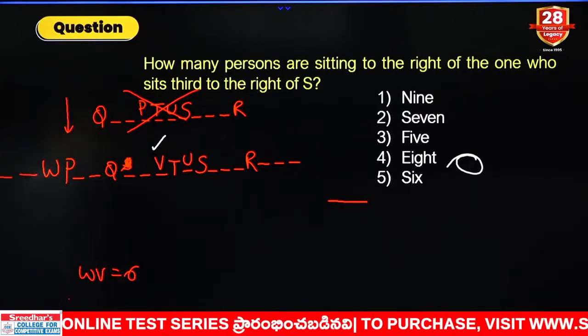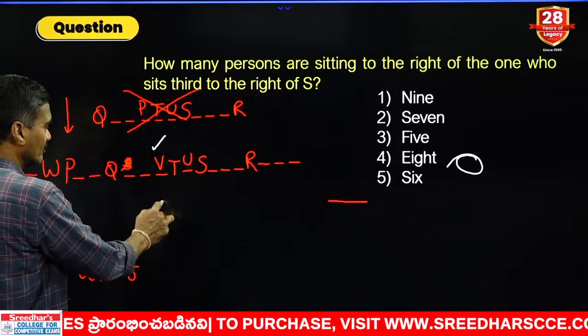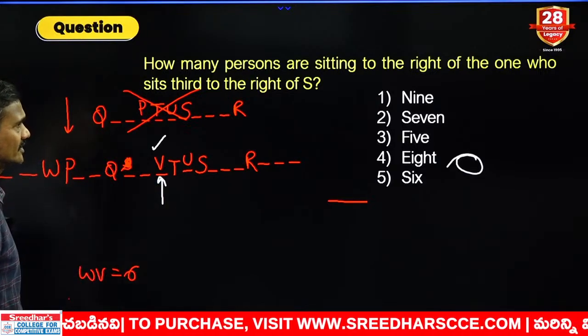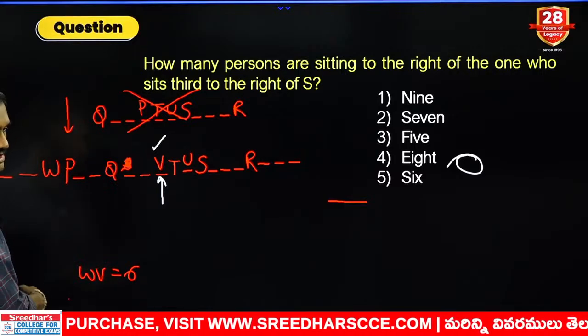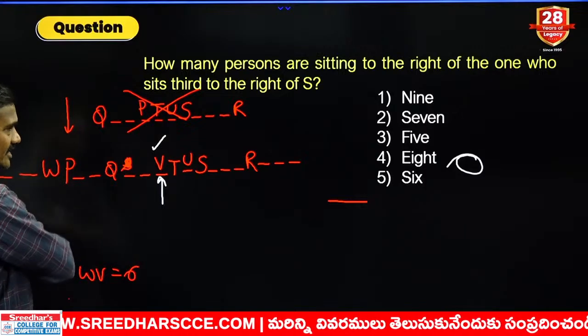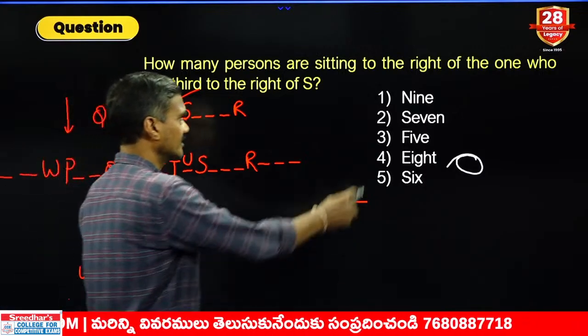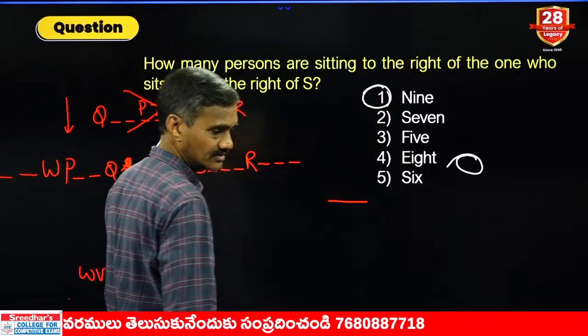And how many persons are sitting to the right of the one who sits third to the right of S? Who is third to the right of S? V. Now to this V, how many persons are sitting to the right of this V? V's right hand side 1, 2, 3, 4, 5, 6, 7, 8, 9. There are 9 persons to the right hand side of this V. 9 that is given in choice 1, question number 15.